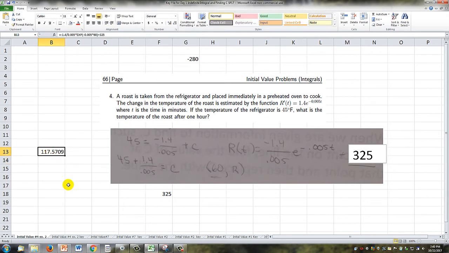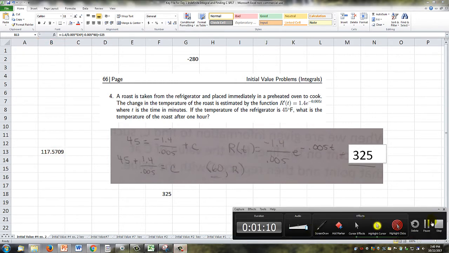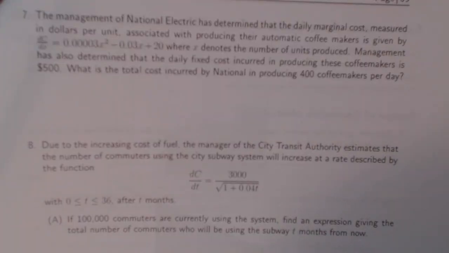And I get the temperature of the roast after 1 hour is 117.6 degrees Fahrenheit. Okay, so we'll take a look at another one.